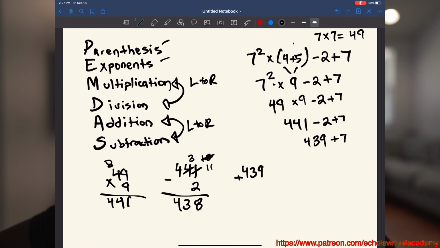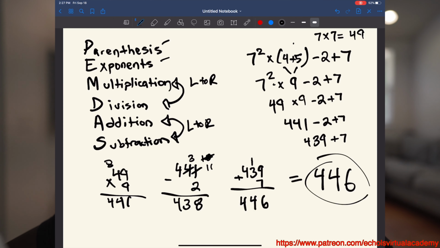439 plus 7. 9 plus 7 is 16. Put the 6 down. Carry your 1. 3 plus nothing is 3, but we've got to add our 1, so that's 4. And then 4 plus nothing is 4. So your final answer is 446. And just like that, hey, we got it.